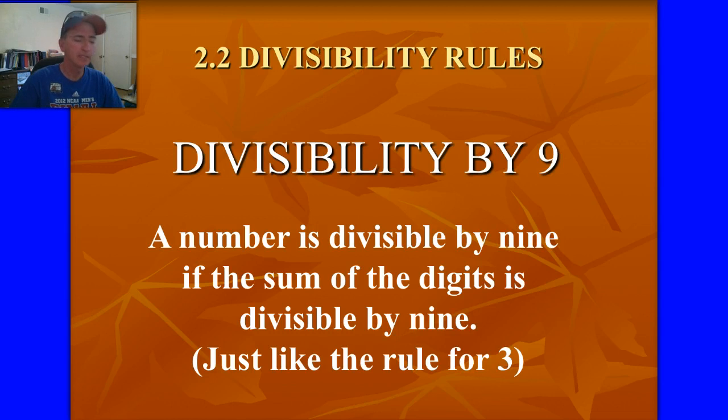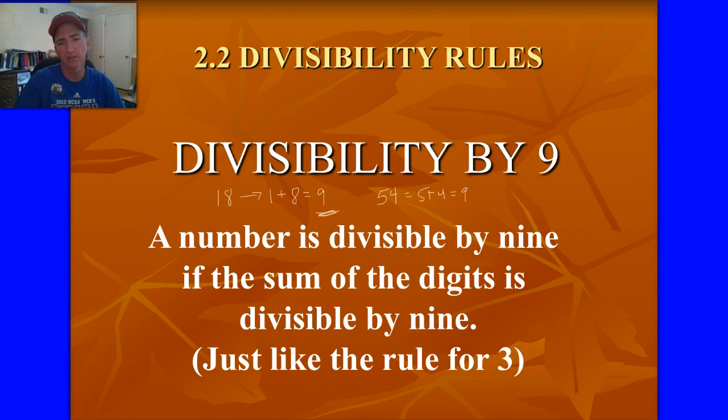Okay, divisibility of 9 is basically the same rule for 3. If you add up the digits, and the digits are divisible by 9, then 9 will go into it. For example, 18. 18 is a number we know that 9 will go into. If you add 1 plus 8, you get the number 9. Another number that 9 will go into is 54. 5 plus 4 is 9.